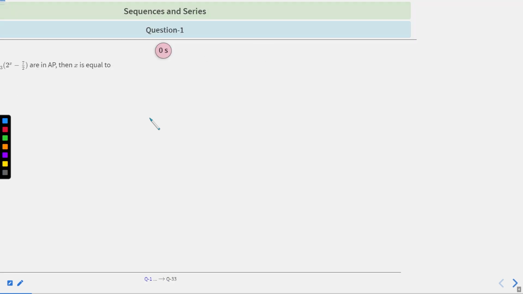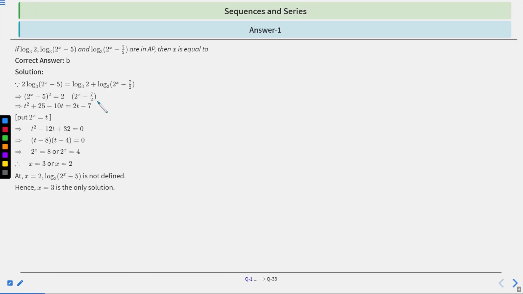Now let's move to the solution part. Since these are in AP, we can write 2 log 3 (2 to the power x minus 5) is equal to log 3 2 plus log 3 (2 to the power x minus 7 by 2). Now this 2 will go in square, so (2 to the power x minus 5) square is equal to 2 into (2 to the power x minus 7 by 2). Now suppose 2 to the power x is equal to t.